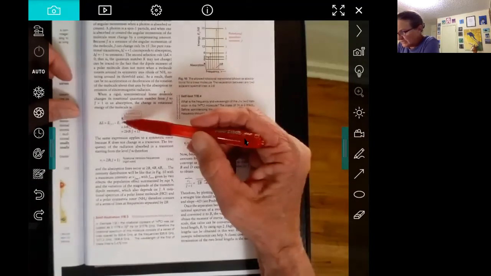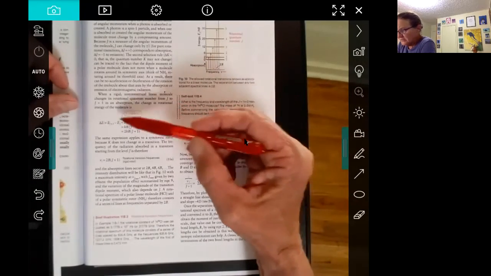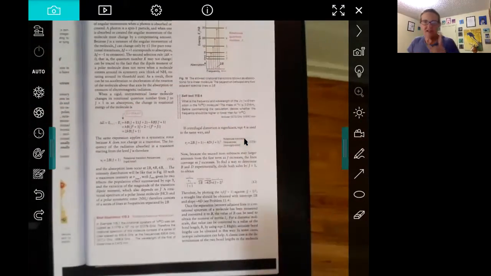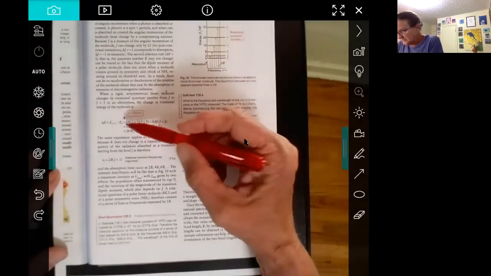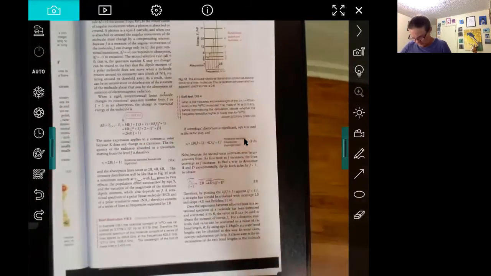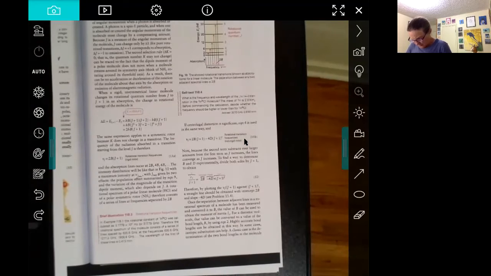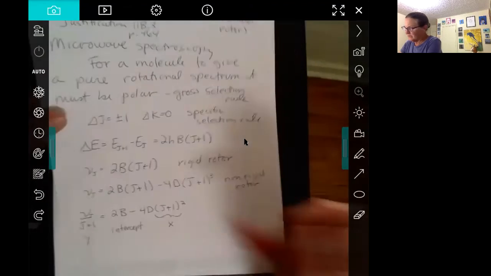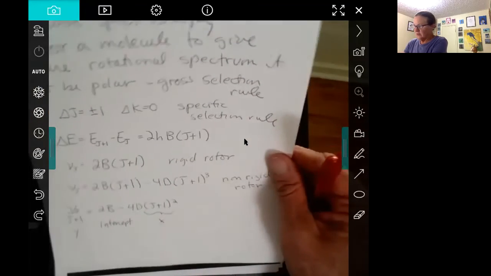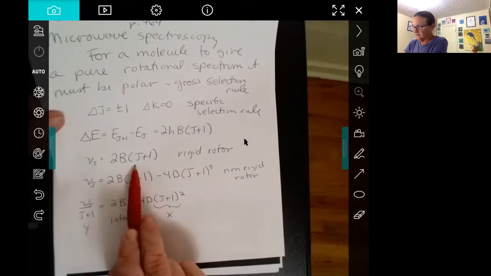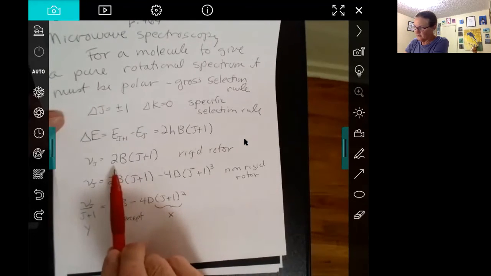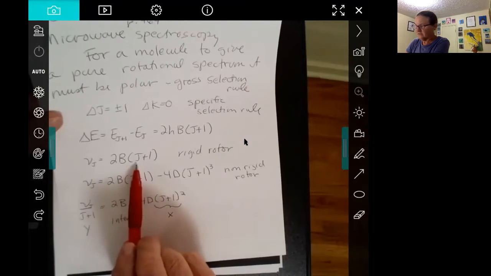So if we look at what the frequencies should be, they're going to be the difference in energy between any J state and an adjacent one, because J can only change by 1. And so the difference in energy between 2 J states that differ by 1 is equal to 2HB times J plus 1. So if you change this into units of frequency, get rid of the H, the frequencies you should see are 2 times your rotational constant, times J plus 1.